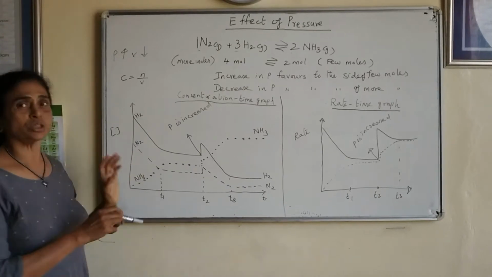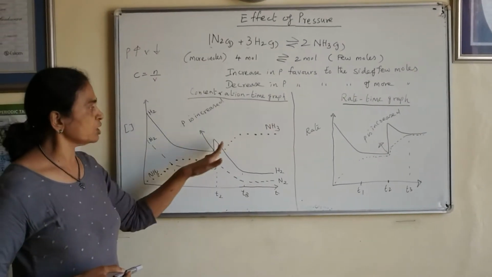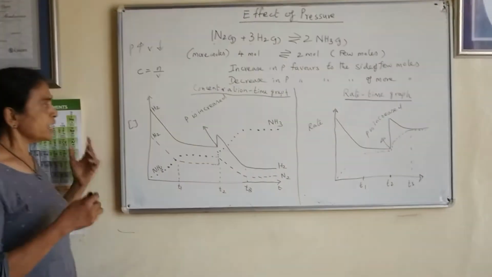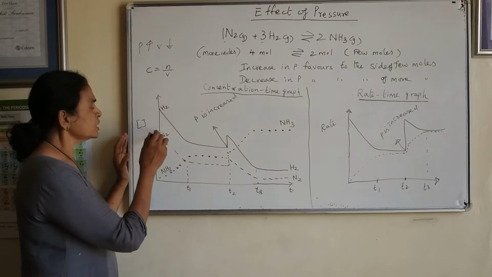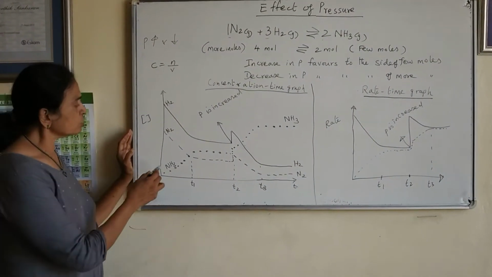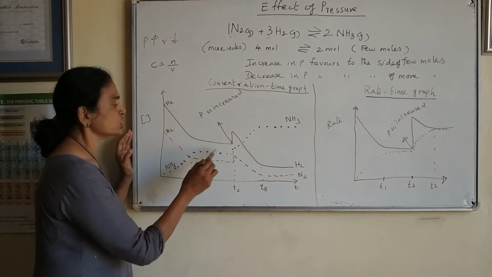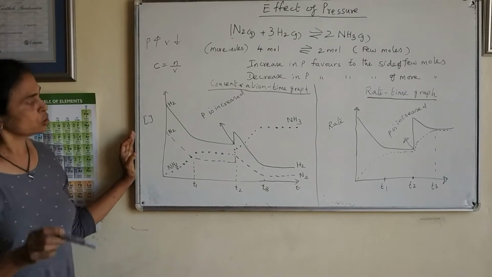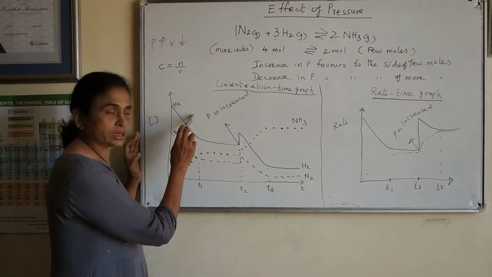So now we are going to see how the concentration time graph is going to be affected because of an increase in pressure. As we did in the previous examples, hydrogen concentration decreased, nitrogen concentration decreased because they are reactants. But the concentration of ammonia increases. At equilibrium, concentration of all the chemicals remain constant. Then at T2, pressure is increased.